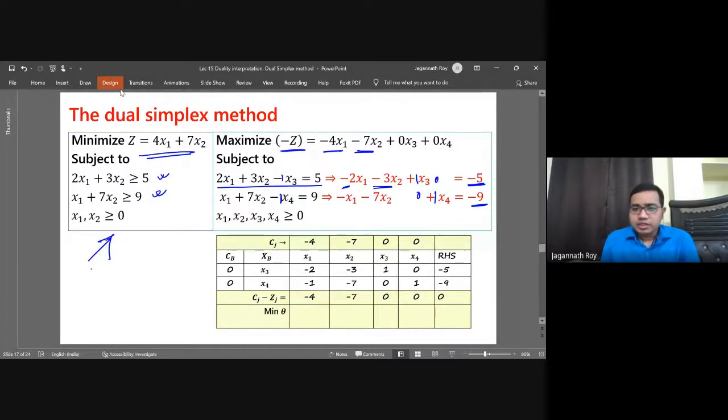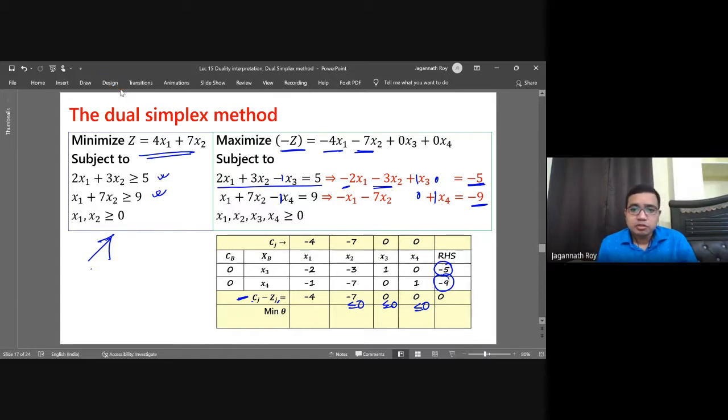So now this does not have to satisfy these relations for the dual simplex method. They can be negative. But note that this optimality criteria Cj minus Zj is always satisfied. So optimality is satisfied. The only thing remaining is that we have to find a feasible solution. Whenever we get the feasible solution, at that time we will realize that we have reached the optimal solution.